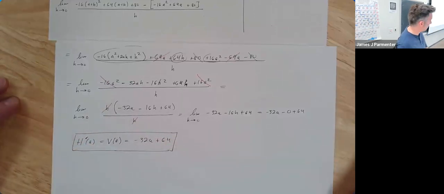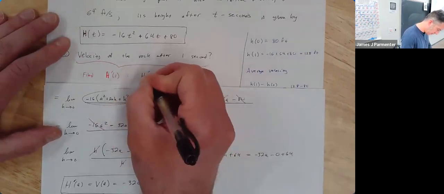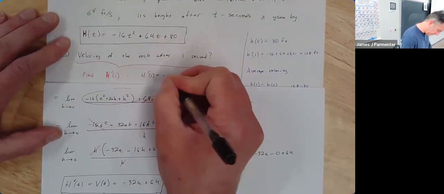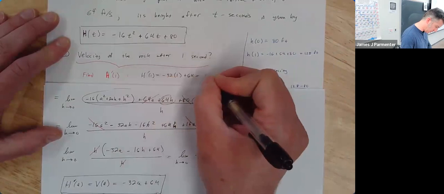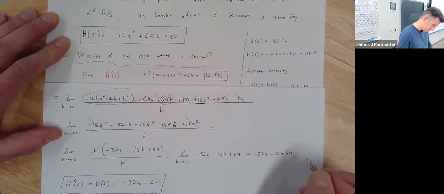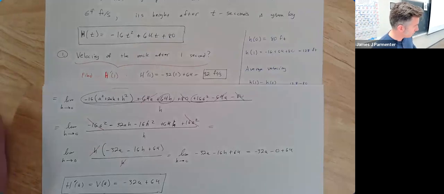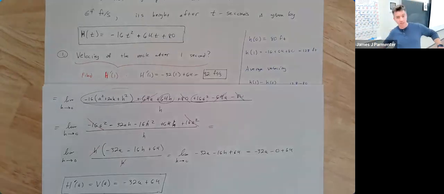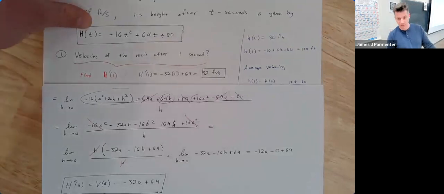And then we can go back and answer the first question. That means that H prime of 1 is going to equal negative 32 times 1 plus 64, which is equal to negative 32 plus 64, which is 32 feet per second. So after 1 second, the rock has slowed down significantly, right? It started off being thrown at a speed of 64 feet per second, and after 1 second, it is going 32 feet per second.